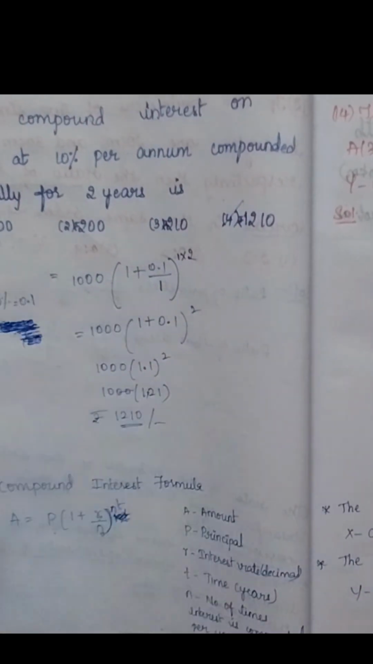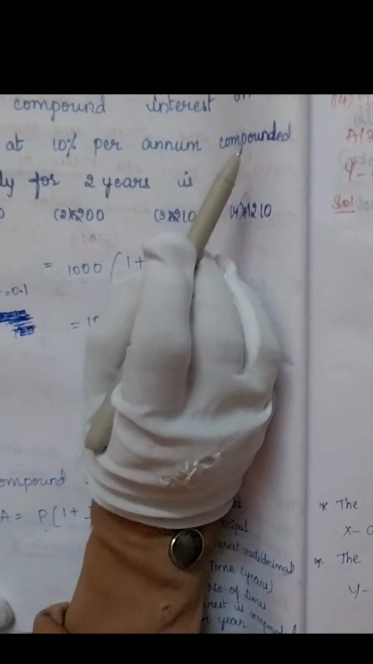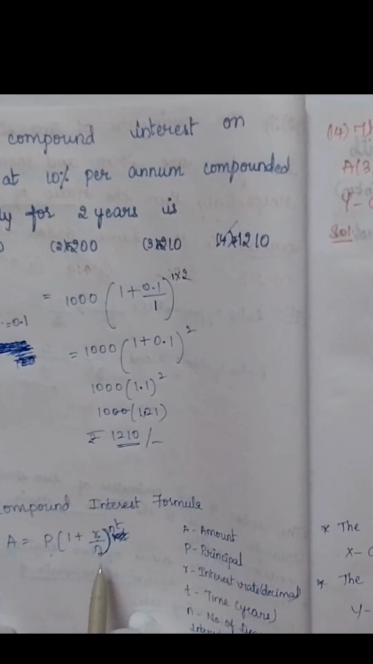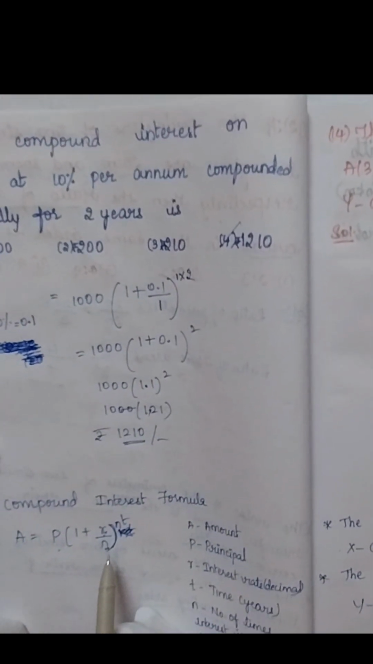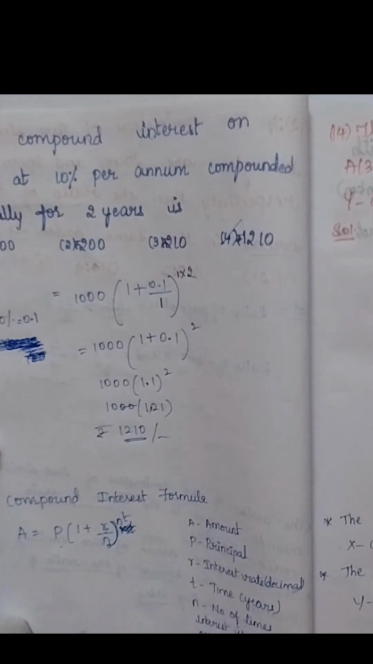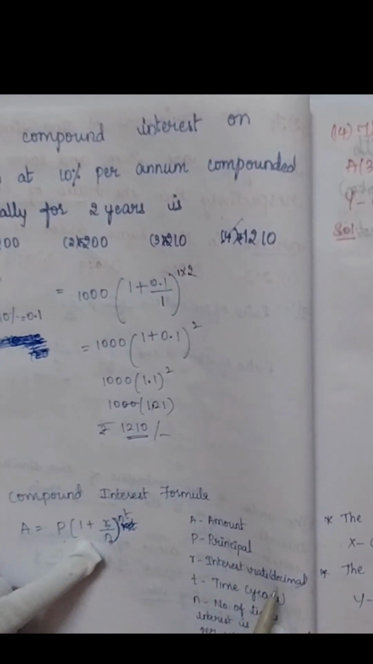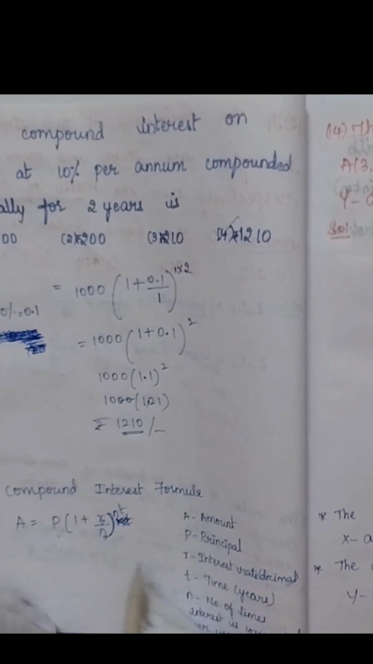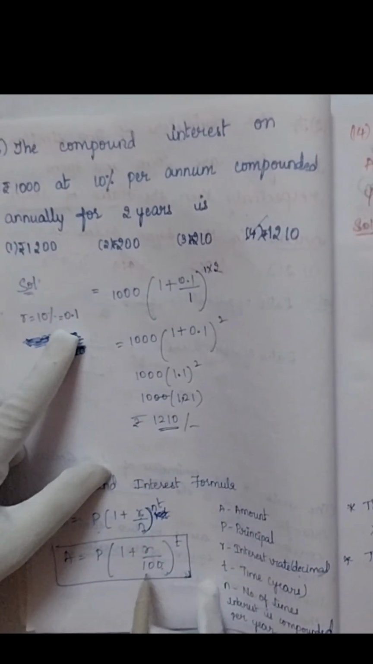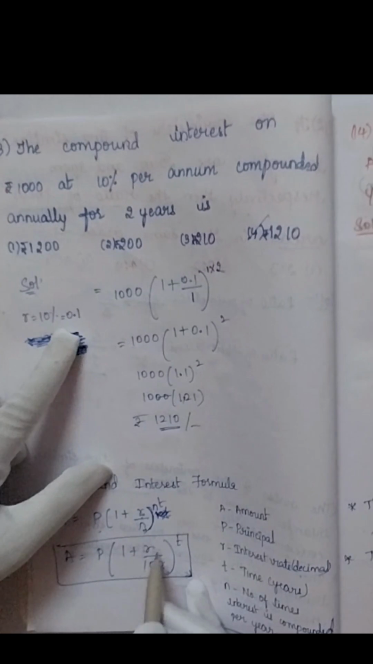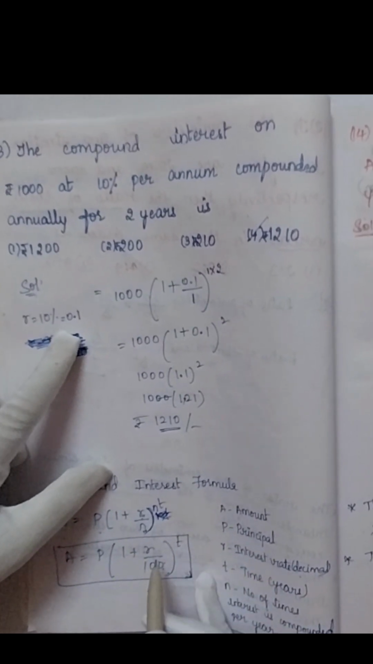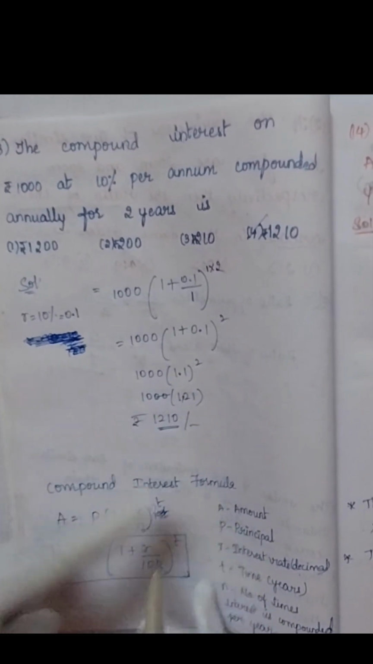So depending upon the question, you have to use the formula. Since it is compounded annually, we will use this R by N. If it is compounded half yearly, R by 2. And if it is quarterly, R by 4. And here, either you can write the rate in decimal, or if you don't want to write in decimals, you can write R by 100, which is nothing but 10 by 100 here. Either you can write it directly as 0.1 or you can write R by 100.